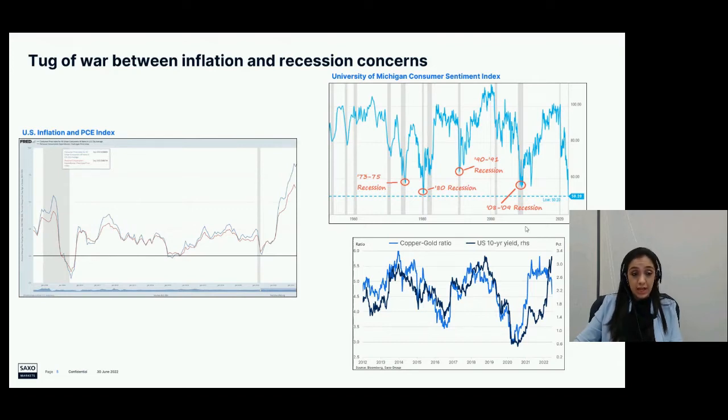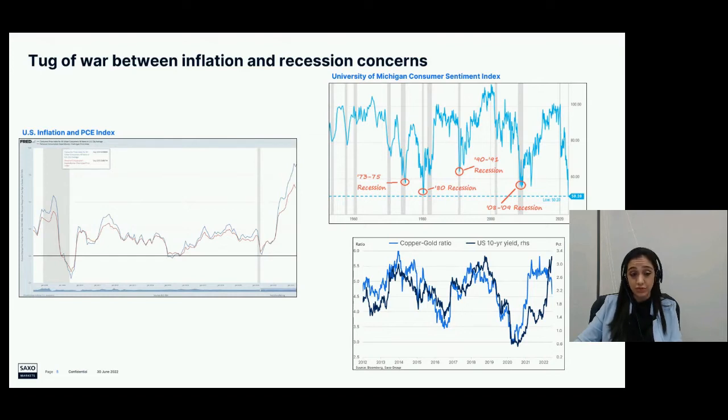So Q1 GDP has been negative. In fact, last night it was revised further lower to minus 1.6%. And some of the Fed models have hinted at Q2 GDP being flat earlier, which they've now revised higher to 0.3%. But of course, there's a risk that it turns negative, and that would mean a technical recession, two quarters of negative GDP growth.